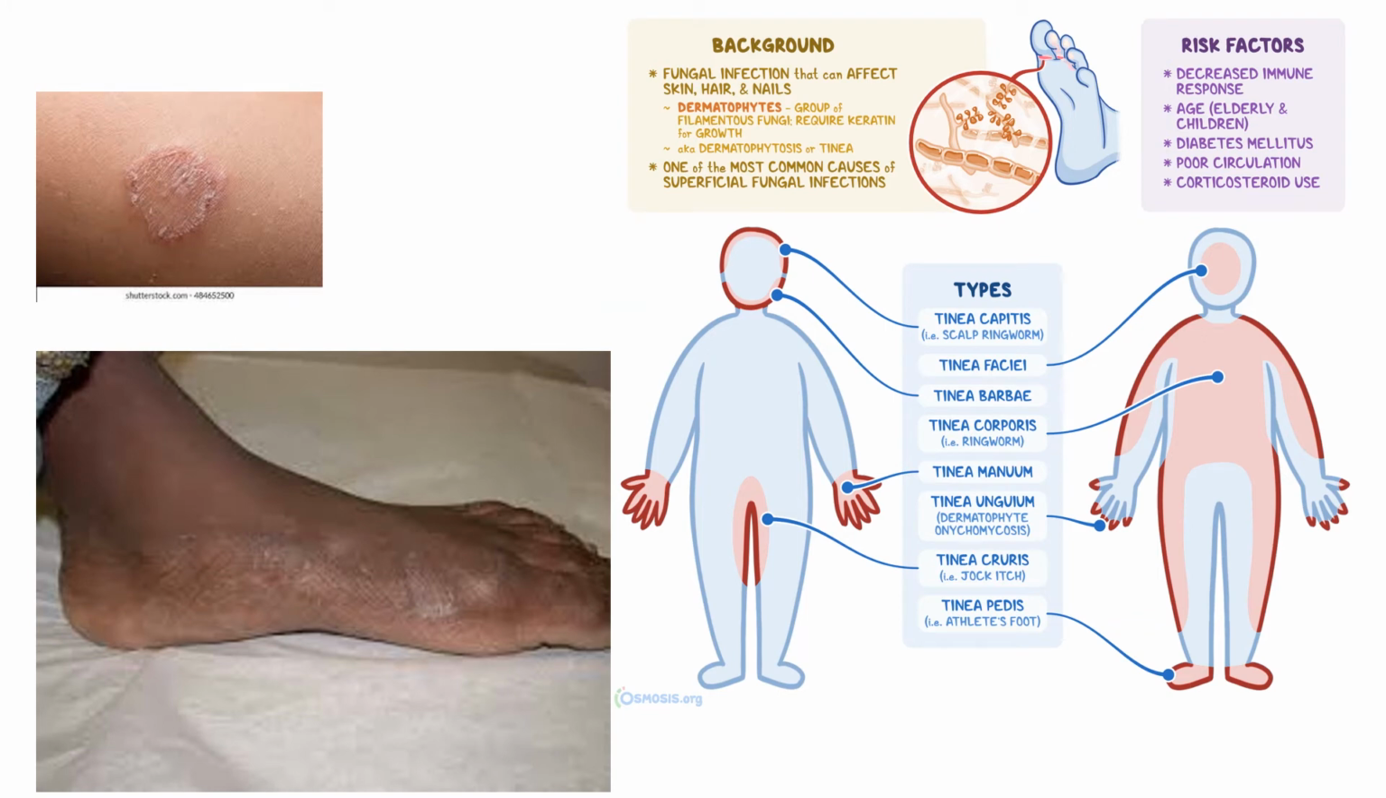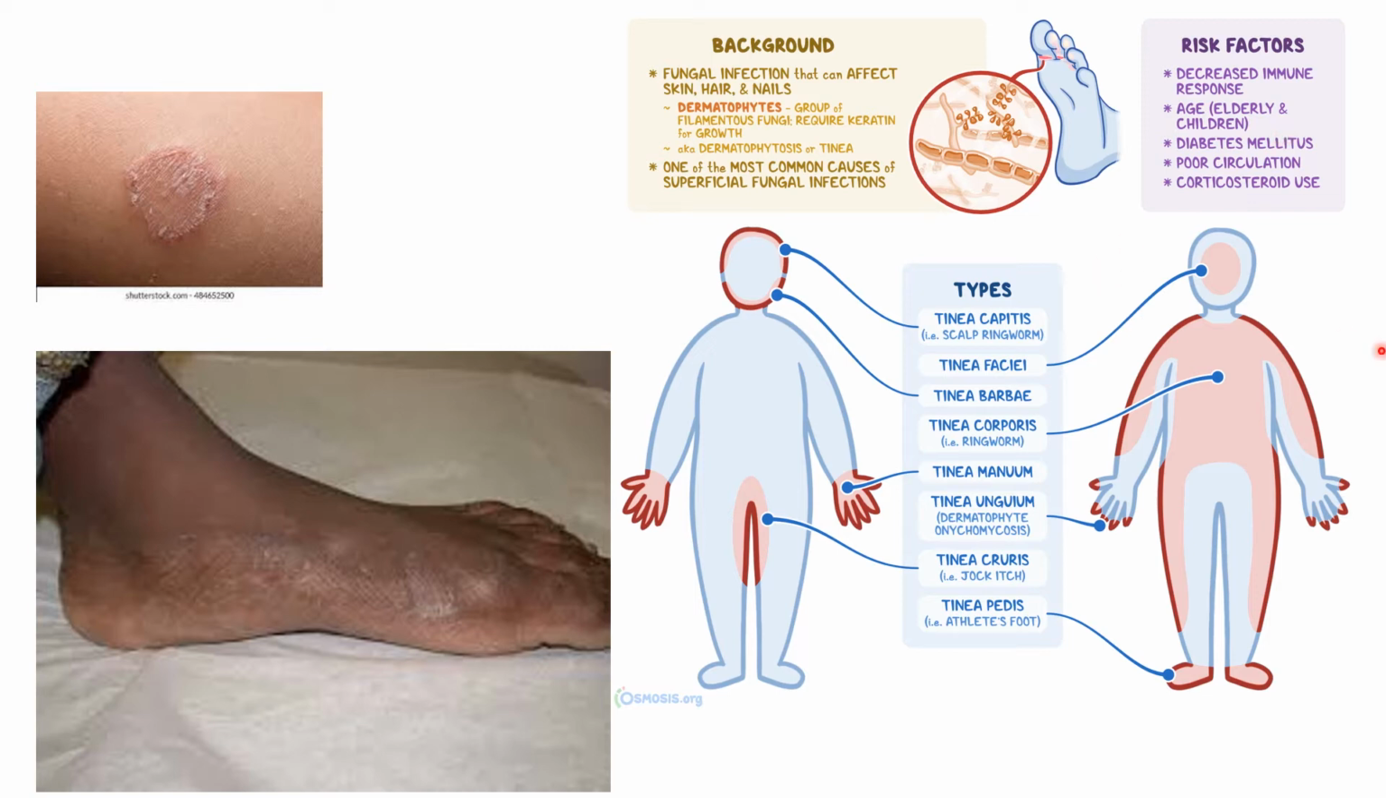So these are the common dermatophytes or ringworm infections. You can see this is the typical clinical feature of dermatophyte. You have the scaly lesion with demarcated margins, and the most common risk factors are immunocompromised state, extremes of age, diabetes mellitus, and chronic corticosteroid use.